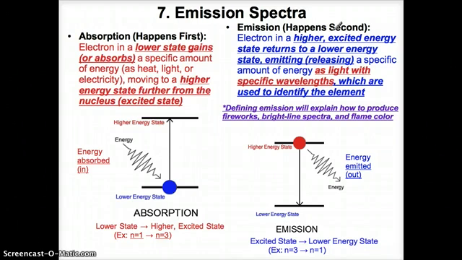After absorption, emission occurs. During emission, an electron in a higher excited energy state returns to a lower energy state, emitting or releasing a specific amount of energy as light with specific wavelengths and colors, where the emission spectra specific wavelengths and associated colors are used to identify the element. For example, an electron in n equals 3 in excited state will release a specific amount of energy and return to n equals 1, a lower state. Note that defining emission spectra on a standardized exam will help explain how to produce fireworks, bright line spectra, and flame colors, so note that for your homework and for future exams, such as the Regents and the SAT Chem.